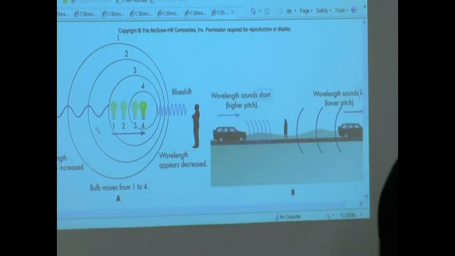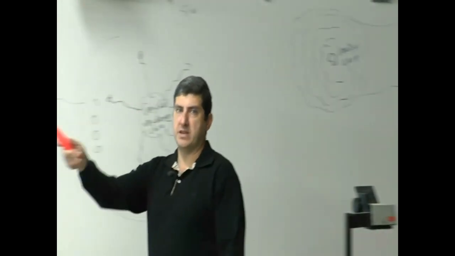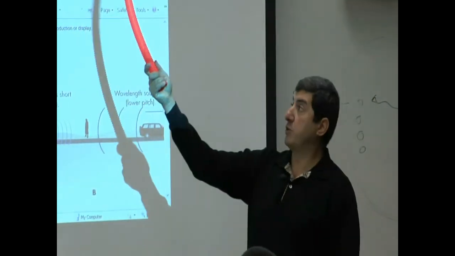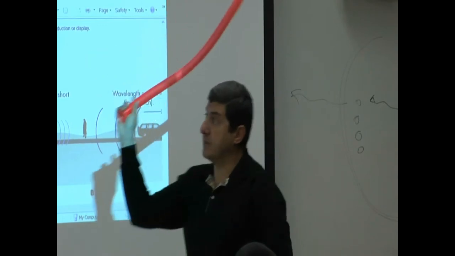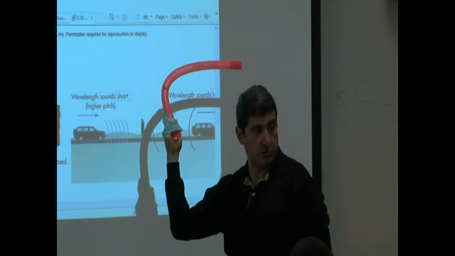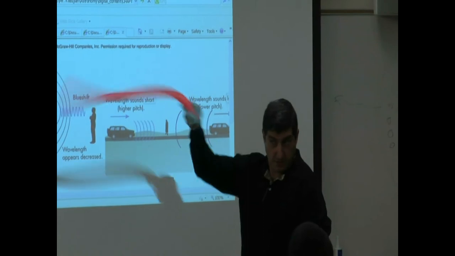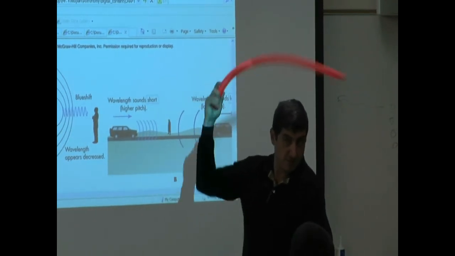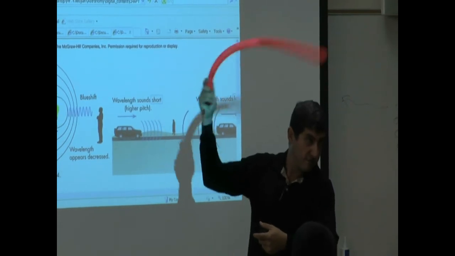So one way to illustrate this is to go something like this. Just get a tube and then just spin it. What you're experiencing is a continual low pitch, high pitch. When it's coming toward you, it should be high pitch. Away from you, low pitch. Low frequency, high frequency. Low frequency, high frequency. You see that? That's a Doppler shift right there.